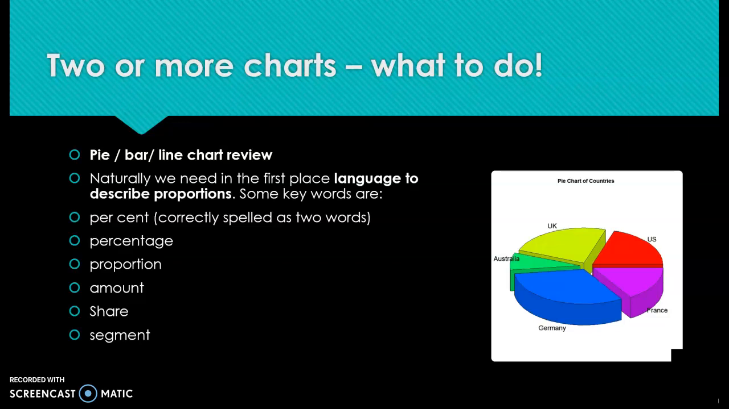And firstly we need to think about the language to describe proportions. So the proportions are the segments or the parts of the chart. It could be the different bars in the bar chart. So key language for this is percent. So note, spell it as two words. Percentage, proportion, amount, share, or segment. So we're not going to say this bit. We can use any of those, which would be a lot better.